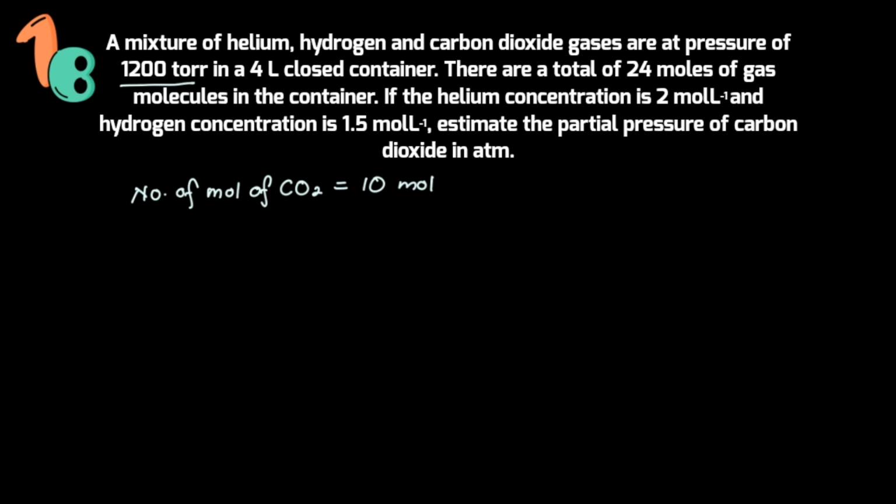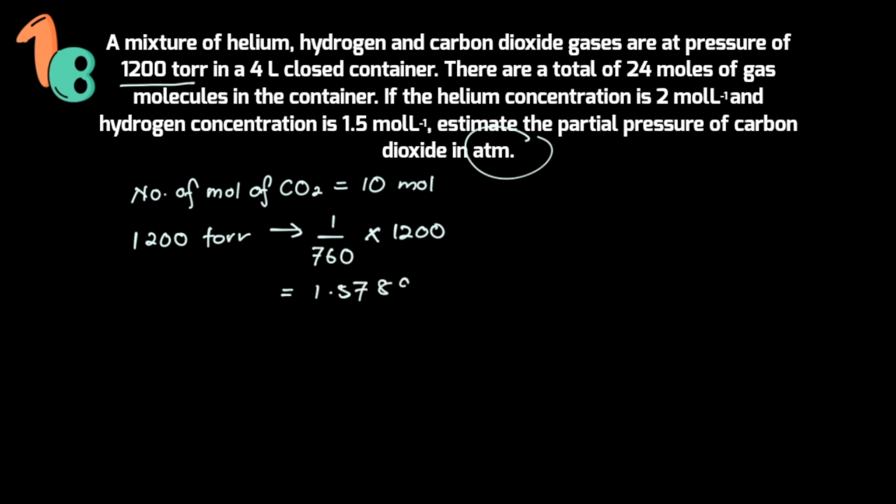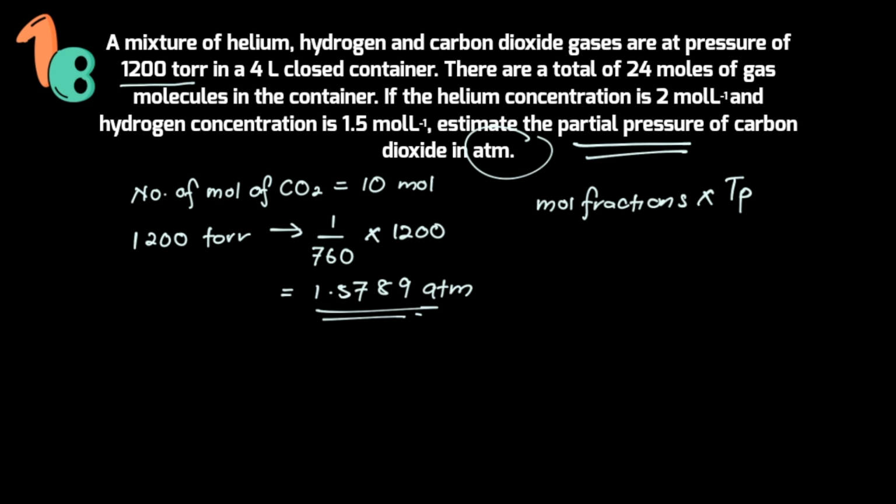1200 torr, but you were asked to calculate in atm, so we are going to convert this unit first. So 1200 torr, we are going to convert it to atm is 1/760 times 1200, so you shall get 1.5789 atm, right? You were asked to estimate the partial pressure, so the partial pressure is actually mole fraction times the total pressure. So now we are going to calculate the mole fraction.